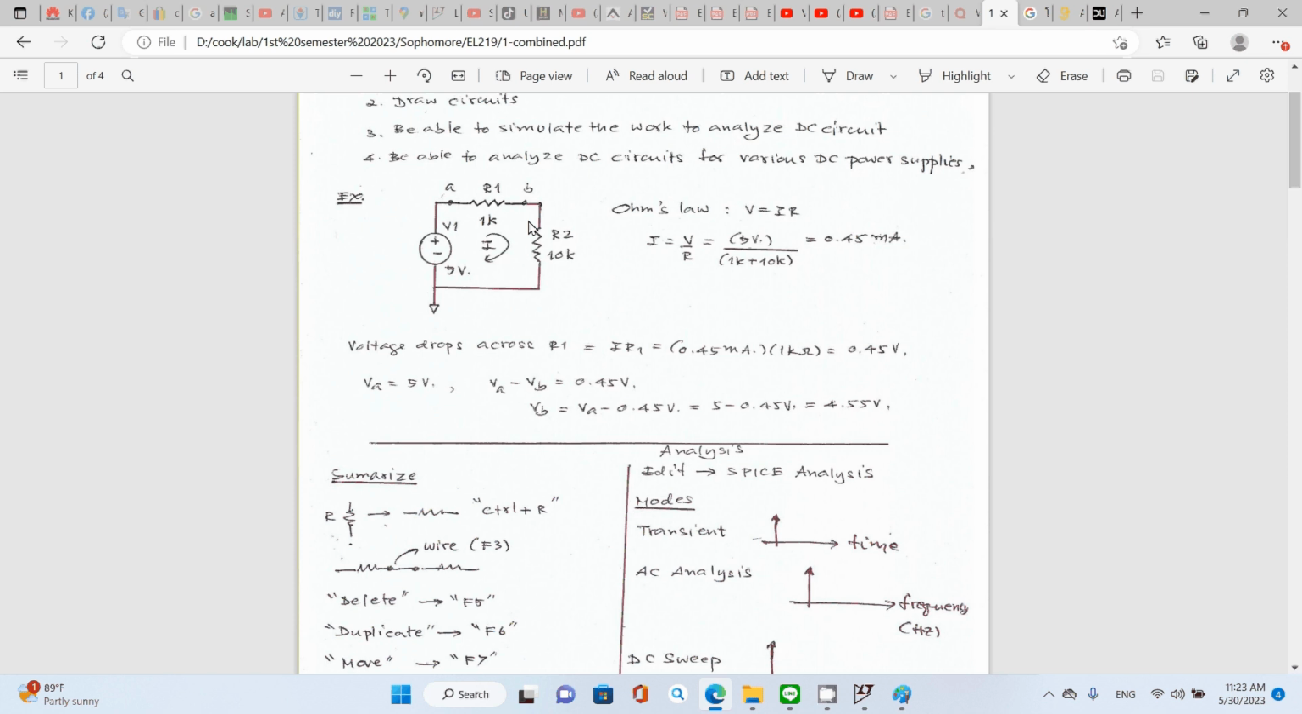Let's see if I did something wrong. Oh, this one is okay. Milli is 10 to the negative third, and K is 10 to the third. So that gives you 0.454.